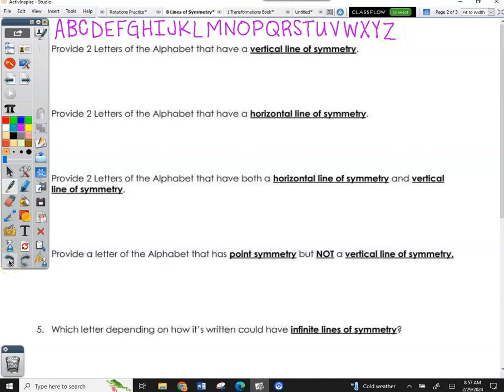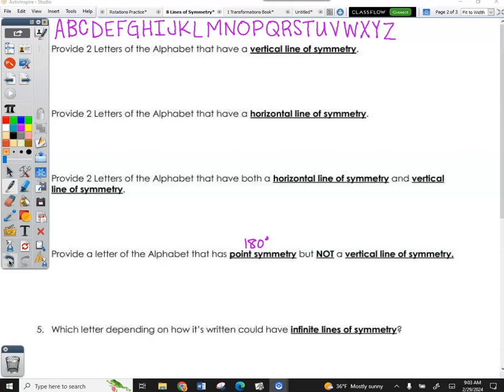All right, take a second. I would love for you to answer questions 1 through 6 on this paper. Now, 1 through 5 is talking about letters of the alphabet. Number 6 is going back to that rotational symmetry. Everybody try right now.